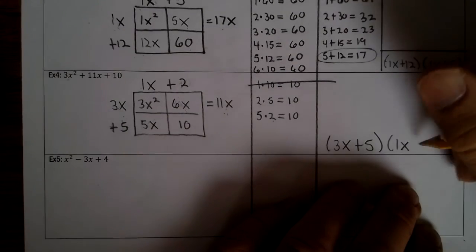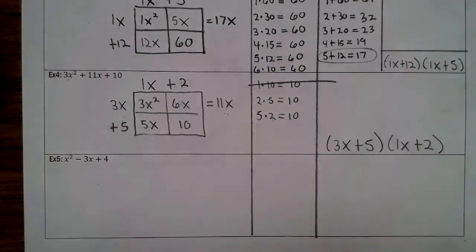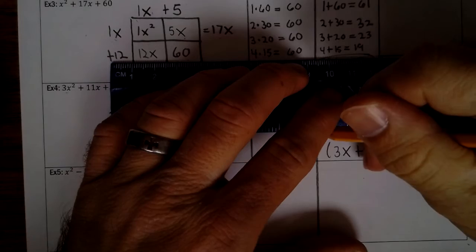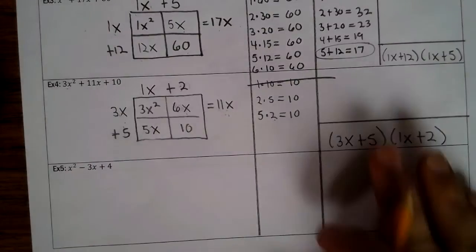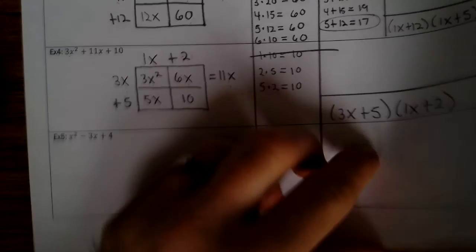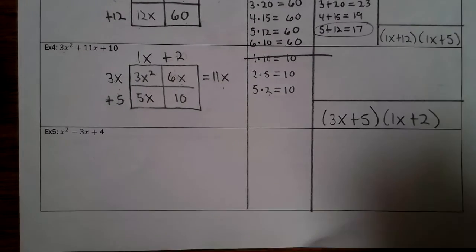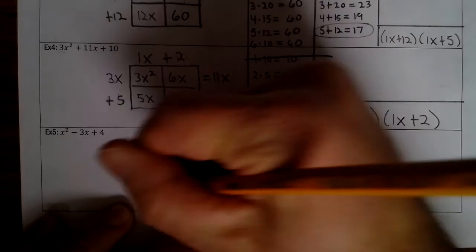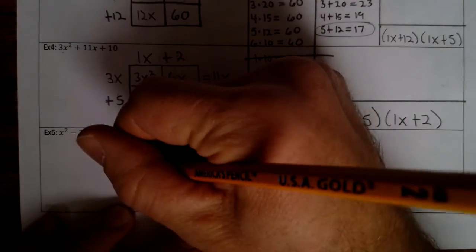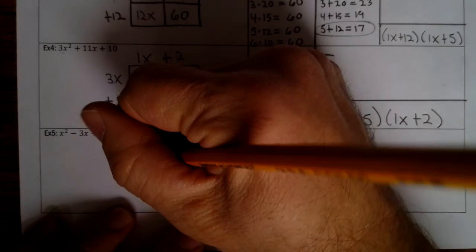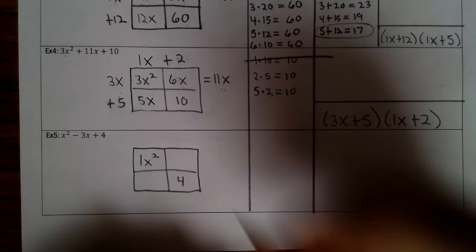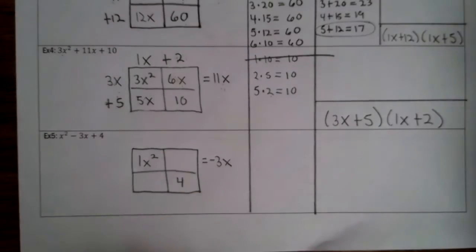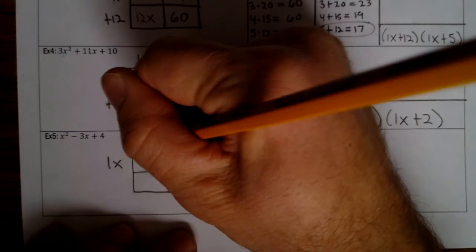Okay, last example. So same thing. Draw your box. So first term, last term, and middle term is negative 3x. Now, we know this is 1x and 1x, and we need to find all the combinations before. Because the middle term is negative and the last term is positive, you have to multiply negative numbers.